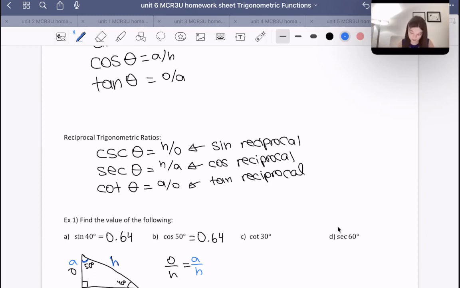So that's why. Now we don't know what O and H are, right? This triangle could be infinitely many triangles. But what we do definitely know for sure is that this triangle has the same ratios no matter what.